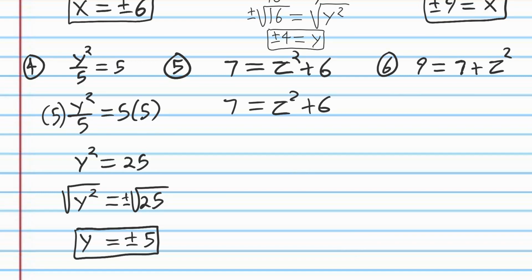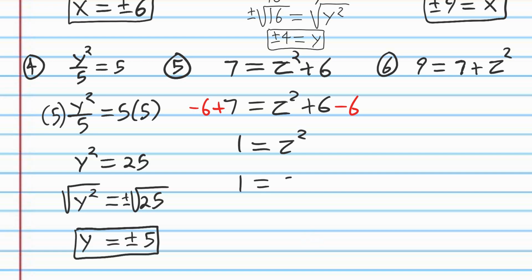And you know what? I'm not going to rewrite. Well, I guess I will. And I should use different colors. I'm going to start using different colors here. So then we get z squared is equal to 1. So I isolated the square because I got rid of the 6, and now the square is by itself on one side of the equation.